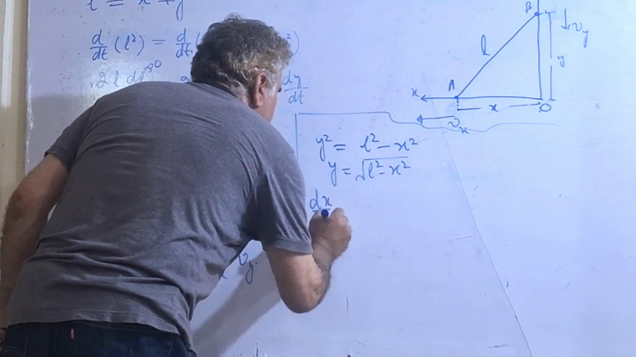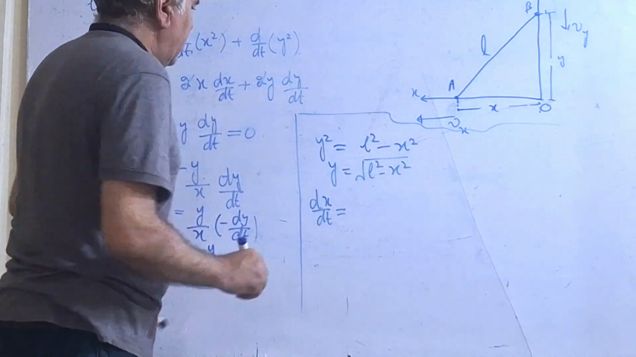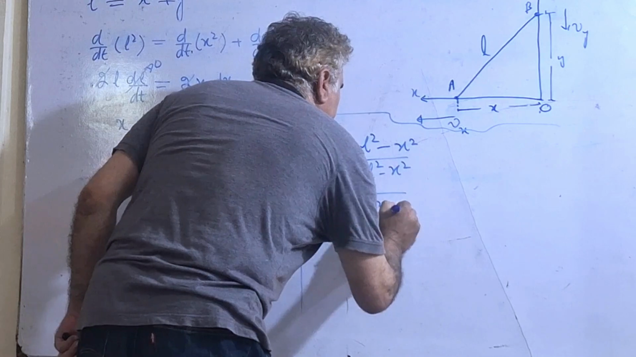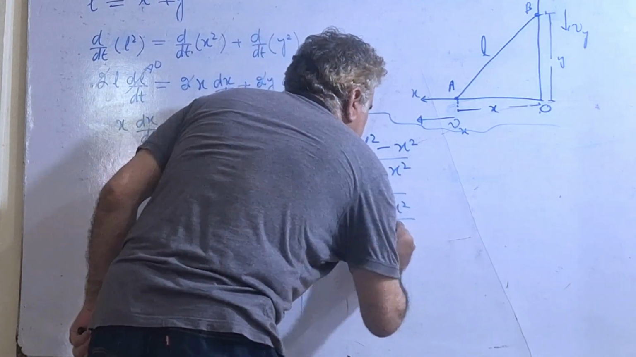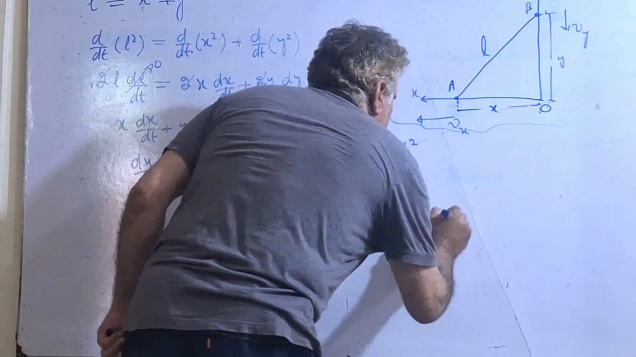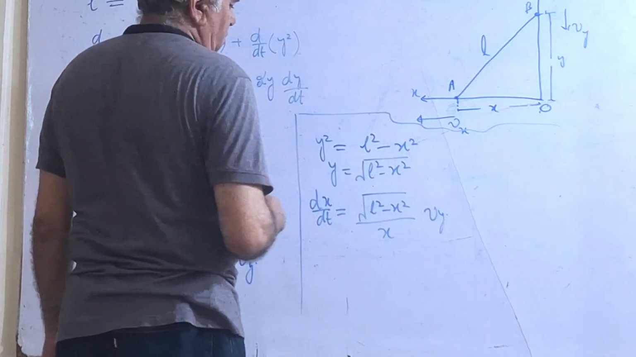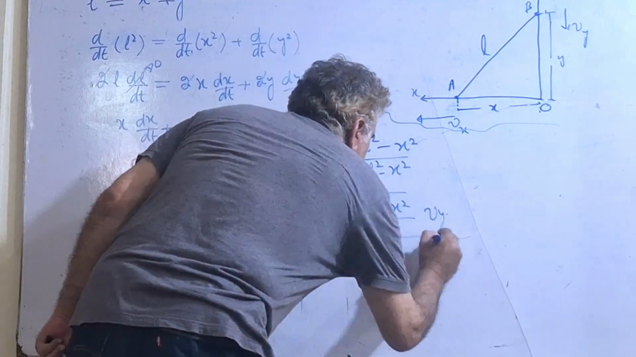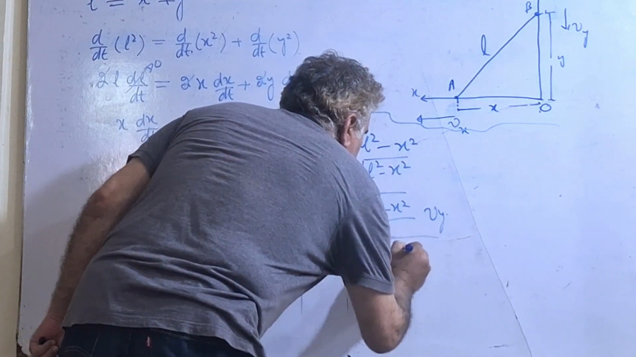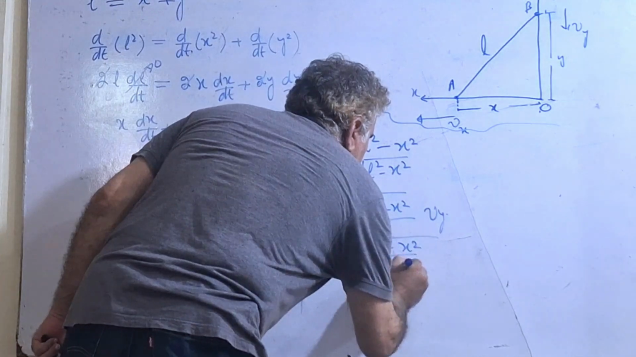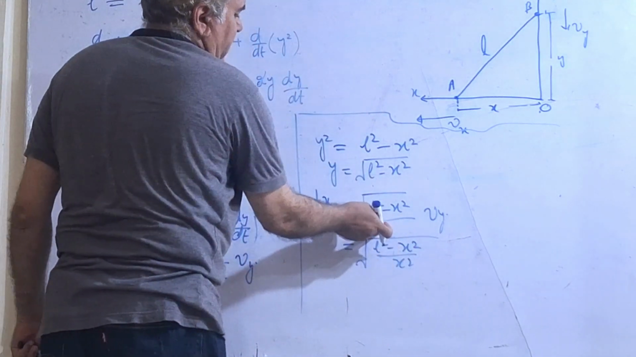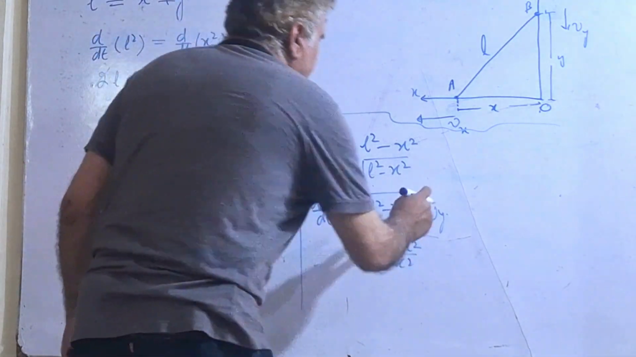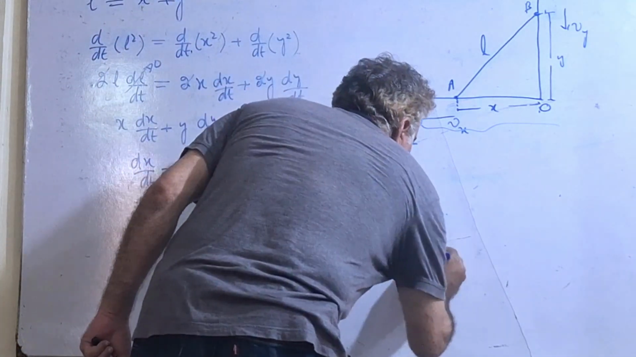dx over dt equals square root of L squared minus x squared divided by x into vy, or I can manipulate this to write the whole square root of L squared minus x squared divided by x squared. That is, I square this and take the square root, so that is back equal to this thing, and I write vy over here.